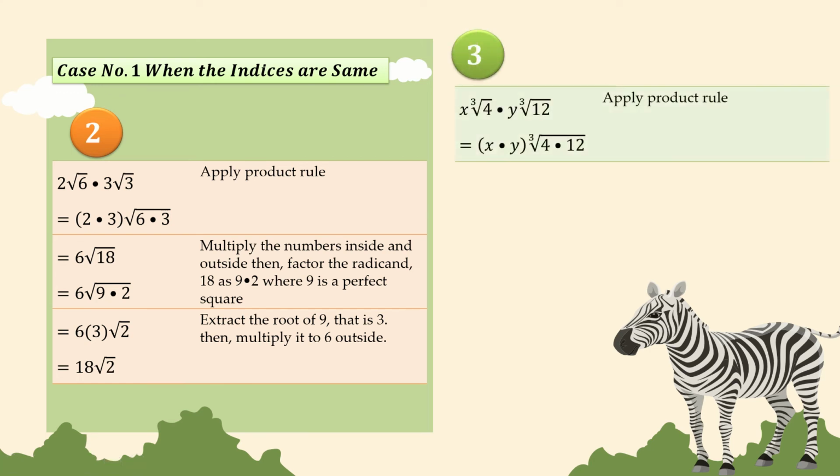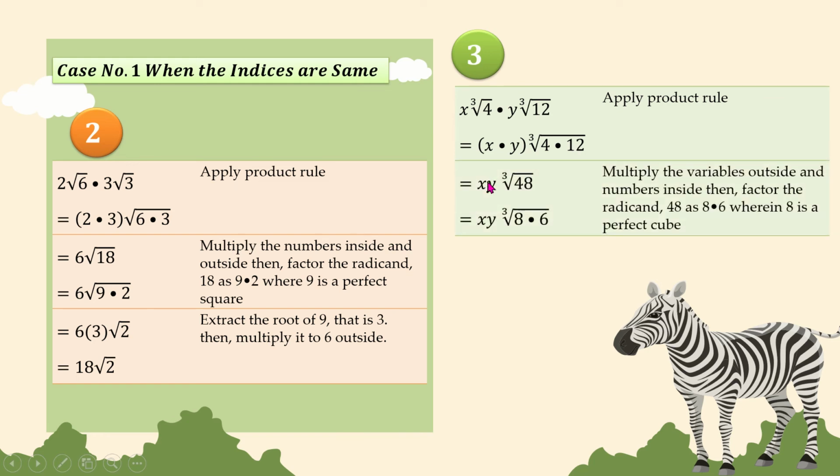Next example. x cube root of 4 times y cube root of 12. We will apply the product rule. The x and y outside are multiplied. We can put parentheses, or write x, y beside each other. Since there are different variables, variable x and variable y, it is xy. Then, same index 3, cube root of 4 times 12, which is 48. Multiply the variables outside and the numbers inside. Then, factor the radicand 48 as 8 times 6.